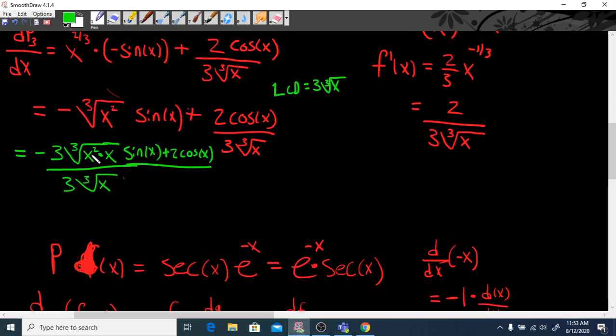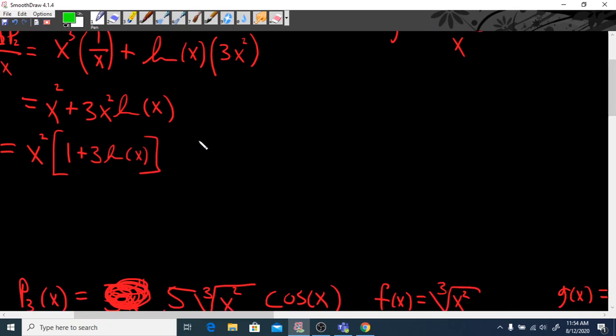Okay. And now inside we have x squared times x, which is x cubed. And then the cubed root of x cubed is x. So we actually wind up with this. Negative 3x sine x plus 2 cosine x over 3 cubed root of x. So you may see it written this way as well. All right, there we go.